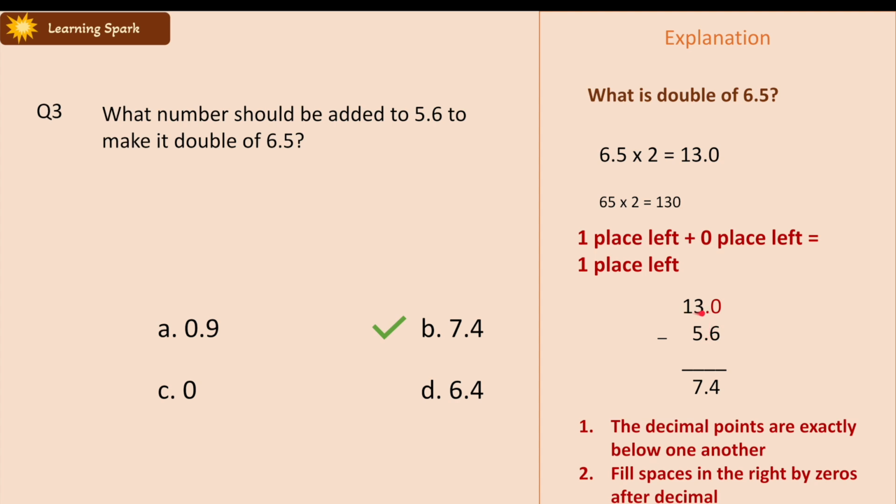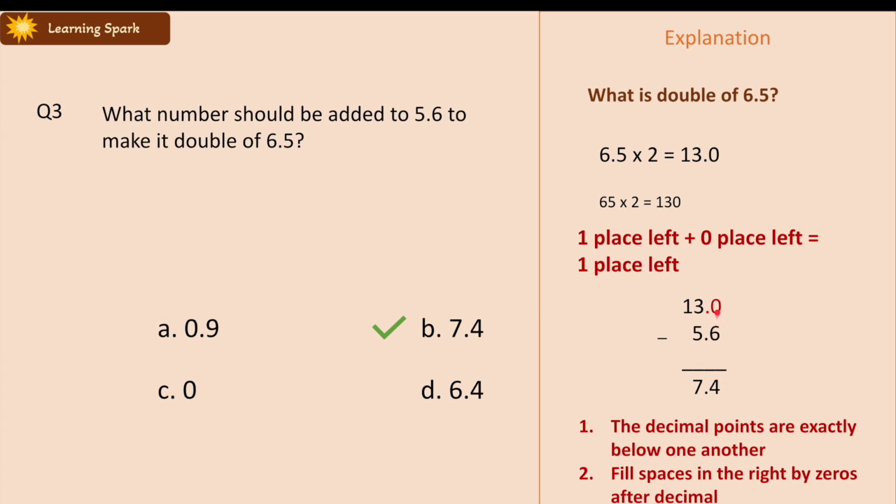In 13 there is no decimal point. You can represent 13 as 13.0, because after the decimal point, 0 doesn't have a significance. So 13.0 and 13 are the same number, there's no change. You can write it as 13.0, and this is 5.6. Now you can subtract, ignoring the decimal point, as a normal subtraction.